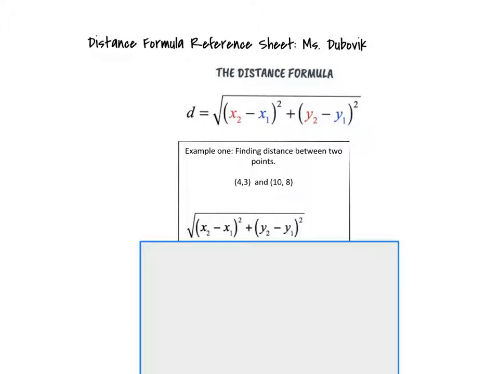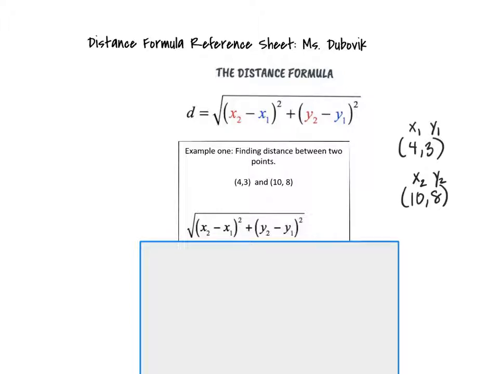So with this particular equation, you've got these two ordered pairs. The first ordered pair we label x1, y1, and the second ordered pair x2, y2. So similar to finding the slope is kind of how we label the x1, y1.